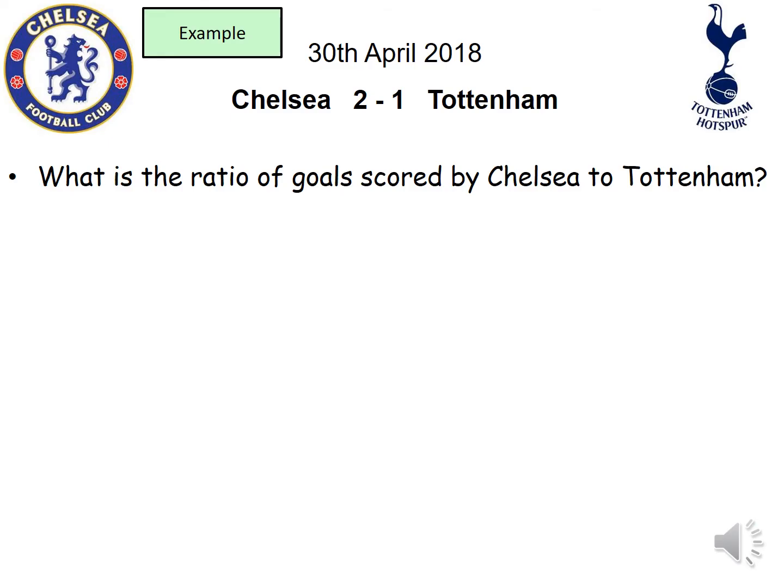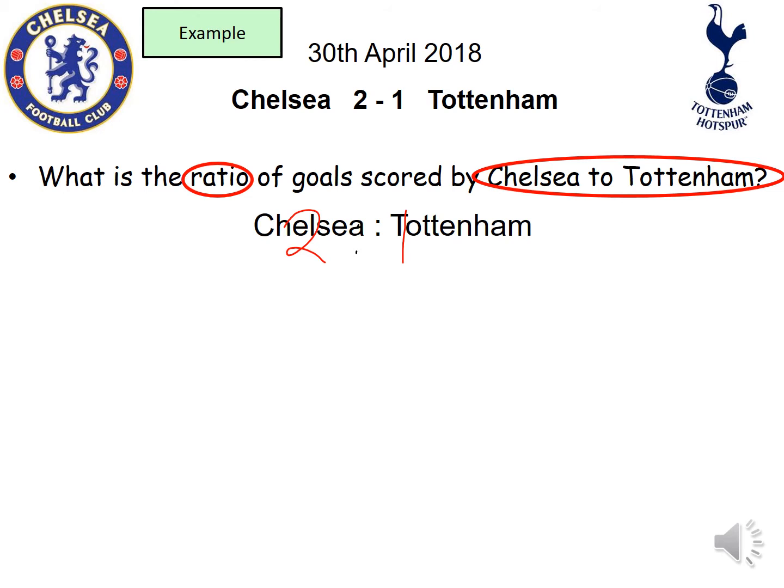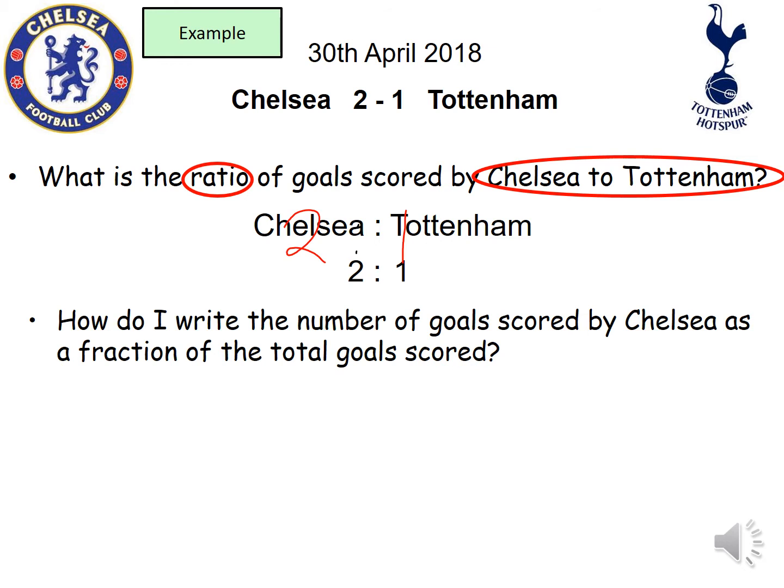Our first example, if you have a look at the board, we've got a Premier League match. Chelsea are playing Tottenham. Chelsea win 2 goals to 1. What is the ratio of goals scored by Chelsea to Tottenham? The way we denote this is, for every 2 goals that Chelsea score, Tottenham scored 1. So that is the ratio, 2 to 1.